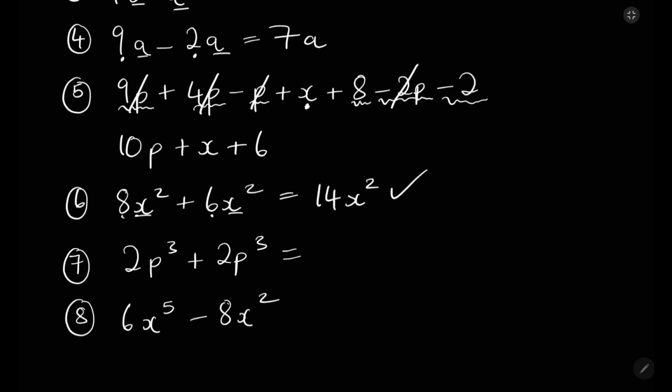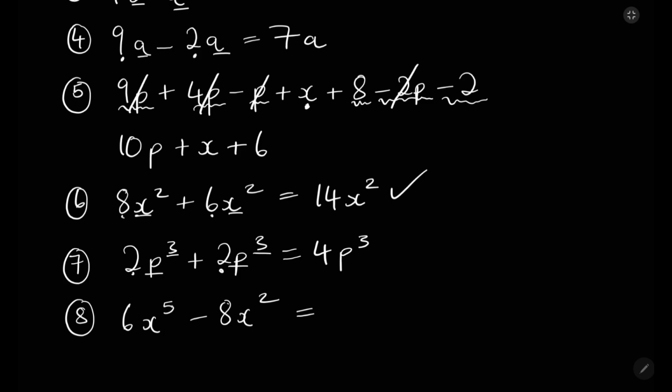Okay, let's try number 7. We have 2p to the power 3 plus 2p to the power 3. Are these like terms? We have p and p, to the power 3 and to the power 3. Same variable, same exponent. So we'll say 2 plus 2, which is 4. We then write our variable, which is p to the power 3.